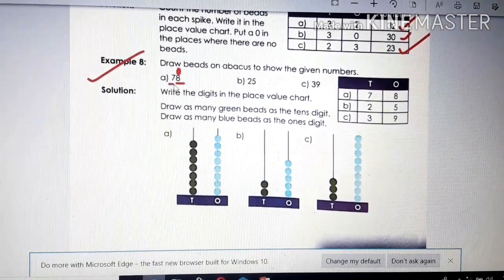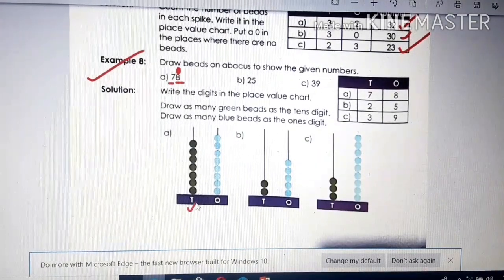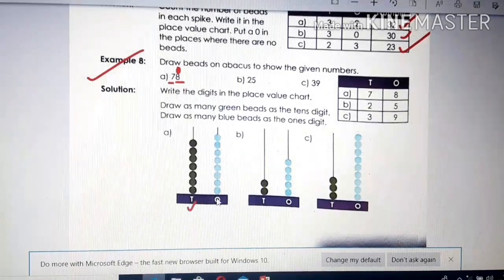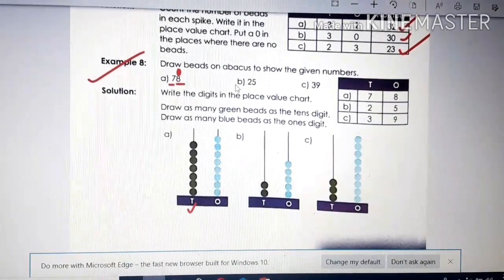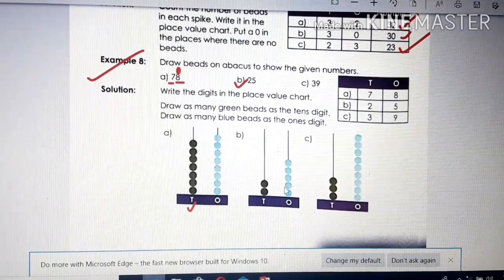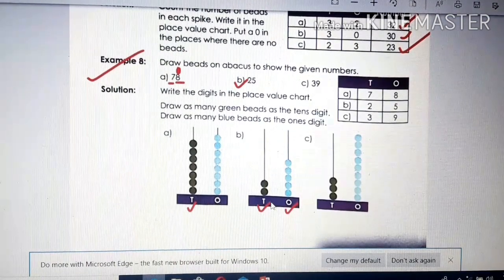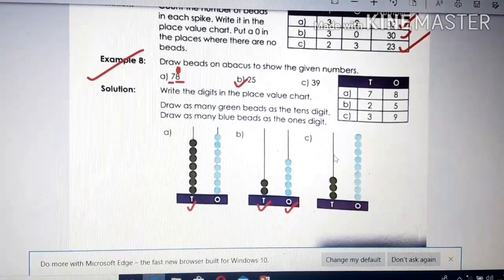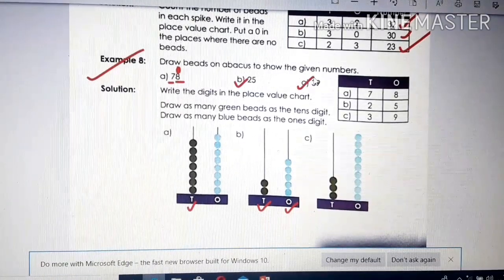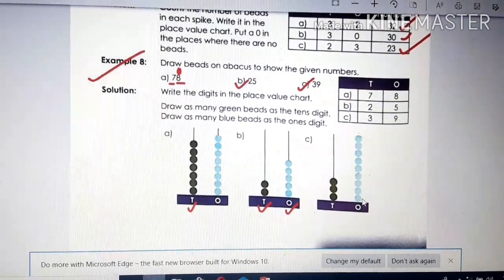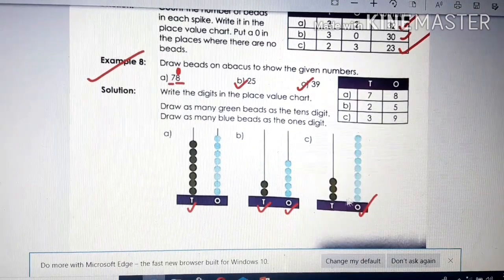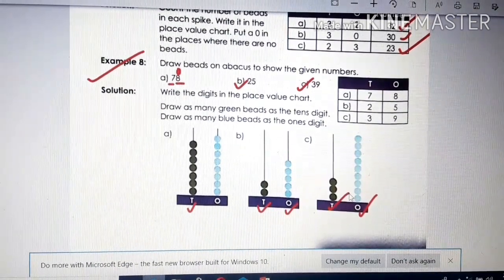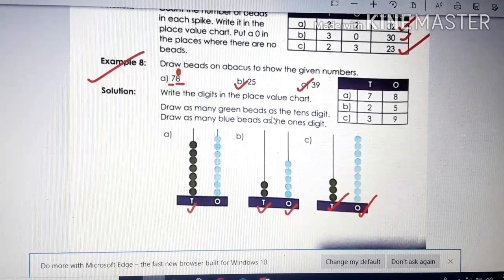And in tens place, what is there? 7. So you will put 7 beads in tens place. Understood? This is ones, this is tens. Again 25 you have to place on abacus. So put the beads. First you will put 5 beads of blue color, and then you will put 2 beads of green color to get the number 25 on abacus. Clear? Then 39. How will you put the beads? 9 is in ones place, so you put 9 beads in ones place and 3 in tens place. Clear? Is it clear, children?